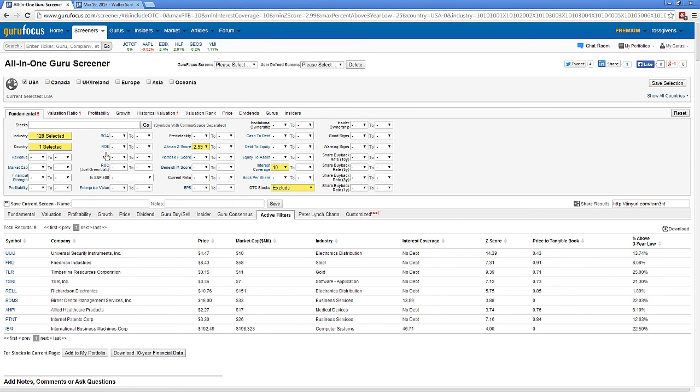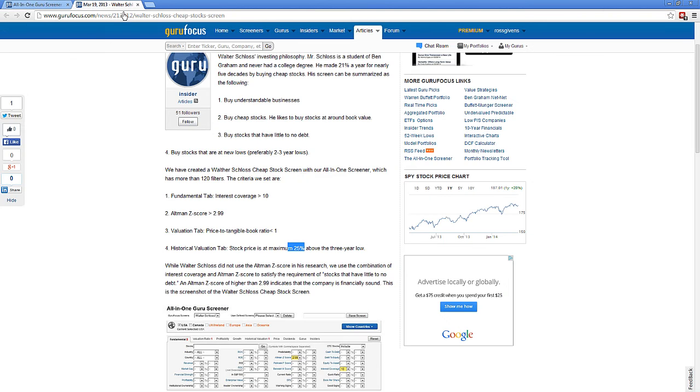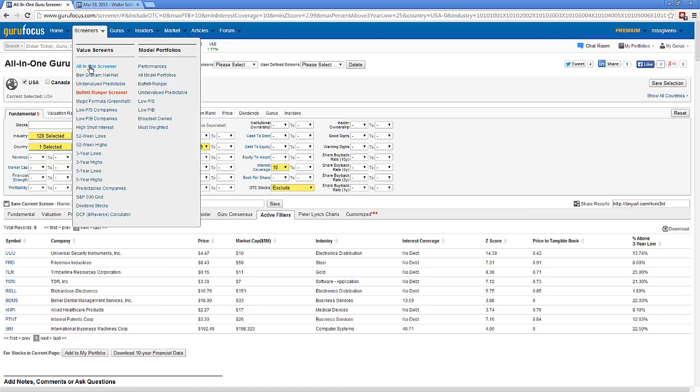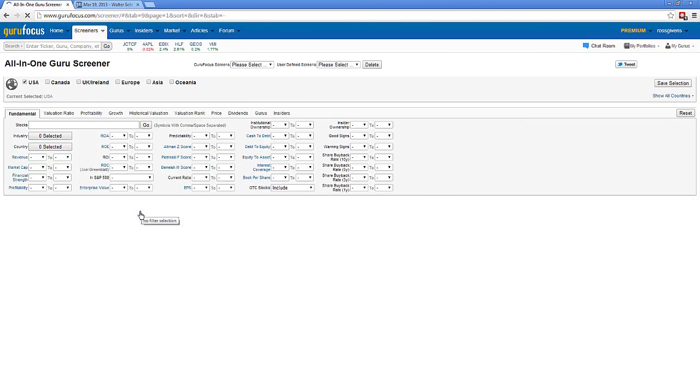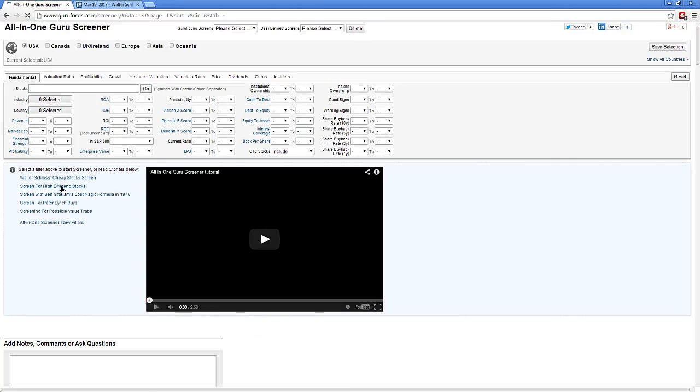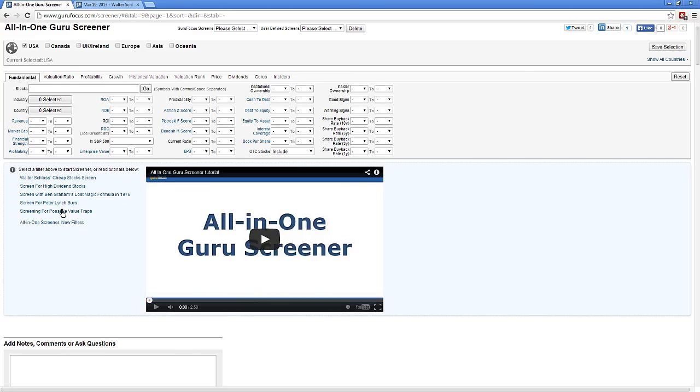So there's a quick scan here, and again you can go back and find this. I'm not hiding anything. If you go to the AllinOne Screener page, these tutorials are there. Okay, so you see them right here. That's the Walter Schloss cheap stock screen. There's some screens for Ben Graham's lost formula, Peter Lynch buys, all kinds of options you can use there.